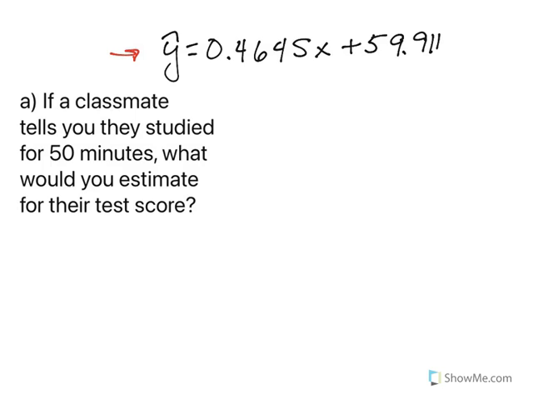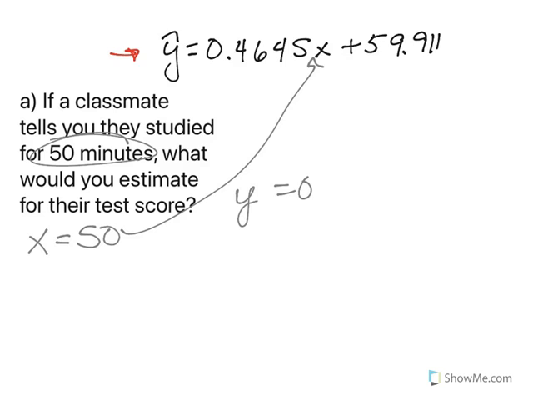We have our line of best fit. Part A, if a classmate tells you they studied for 50 minutes, what would you estimate for their test score? Okay, so we know they studied for 50 minutes. So that means X is 50 because X represents the minutes we studied. So we're going to shove that into our equation. So I've got Y equals 0.4645 times 50 plus 59.911.